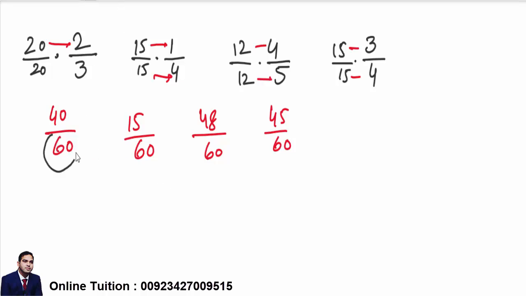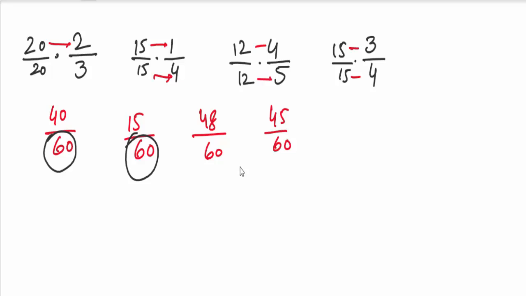Now you can see that all of these are 60, the same values, the same denominator. Now you can easily rank. First of all, if you want to rank from greatest to lowest value, then find the greatest numerator. 48 is the greatest numerator, so write 48 over 60.